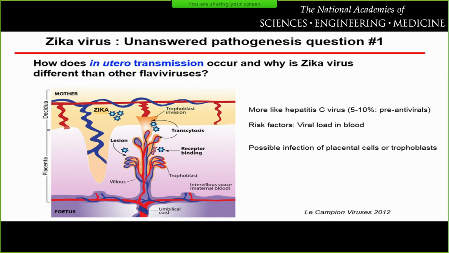I will remind you that there are other viruses, and Dr. Britt will talk about this later, but even the Flaviviridae family members have been shown to cause in utero infection.